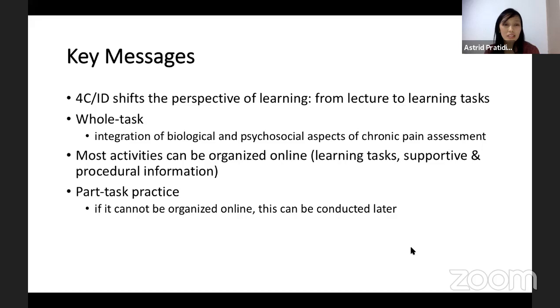And the practice, unfortunately, if it cannot be organized online, this should be conducted later. But as you can see from this example, the task practice is a part of the whole learning task. So as long as the students grasp the whole task and they know how to place the task practice, it will help them to achieve their competence as much as possible during the pandemic. Thank you.